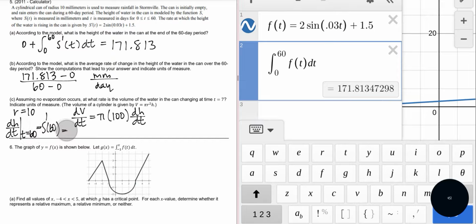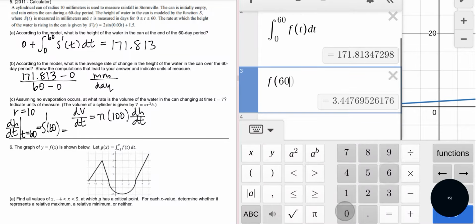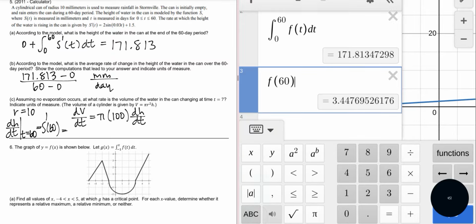Okay, and I'm kind of running out of room and writing a little large, but I'm interested in f of 60. Oh, no, it's not at time t equals 60, it's at time t equals 7. Okay, well, that's a pretty easy fix.